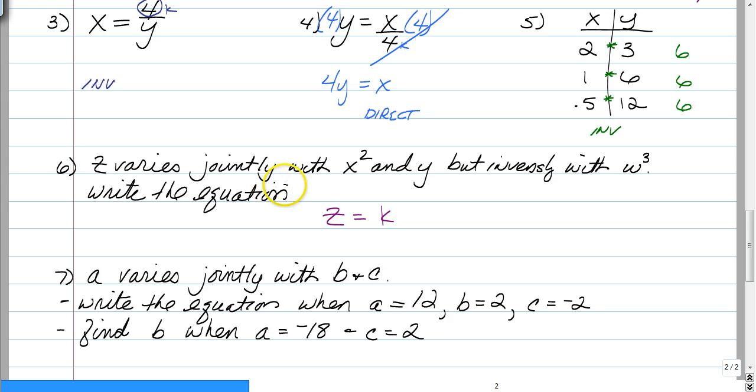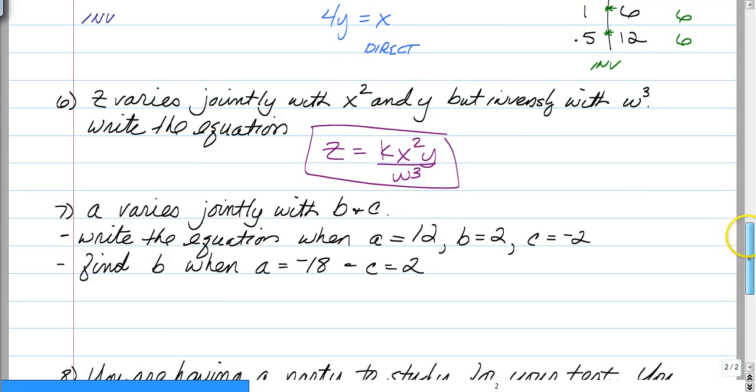So it says jointly with, so that's going to be multiplication. So we have jointly with x squared and y, but inversely with w cubed. That means that's going to be on the bottom. Okay, so inversely is in the denominator, directly and jointly is on top multiplied to k. So that's all you'd have to do. You just have to read what that says, write the z, the equals the k, and then multiply by x squared and y and divide by w cubed.